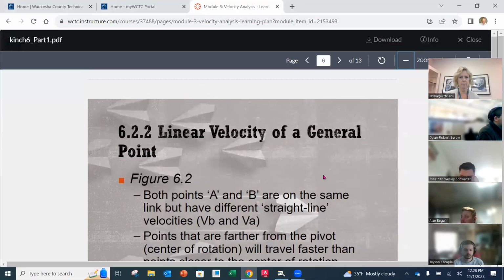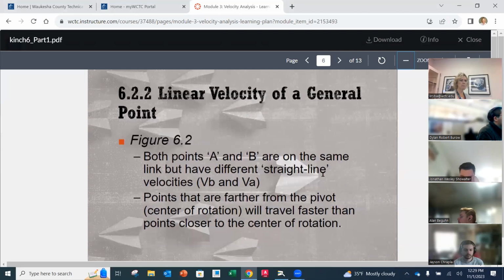So that's that problem. Let's talk a little bit more about linear velocity. So, linear velocity of a general point. Okay. And we're going to look at figure 6.2, which is on that very same page, but a little bit further down below. And there are points A and B on that link. Now you're going to notice that they're on the same link, and we're going to see that the link is rotating in space.